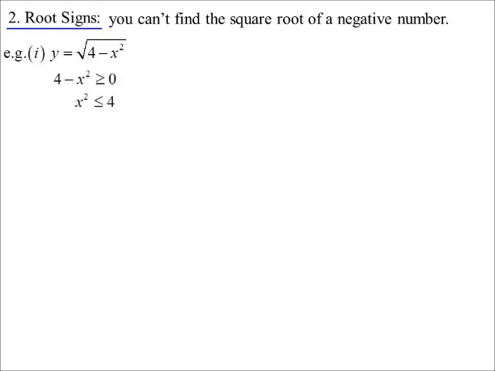We'd say, well, look, 4 minus x squared is greater than or equal to 0. So x squared is less than or equal to 4. X must be in between minus 2 and 2. So there's our domain. We know x has to be between minus 2 and 2.